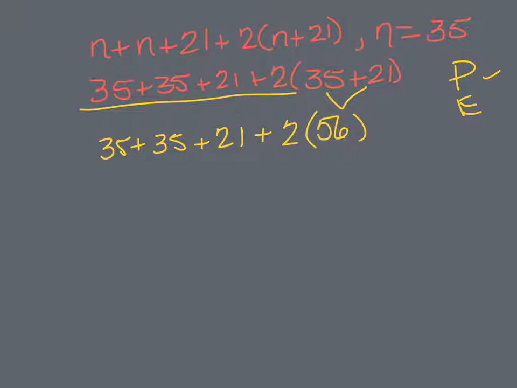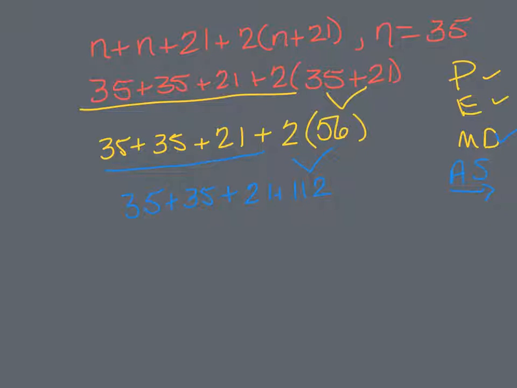Exponents, there's none of those, so parentheses and exponents are done. Multiplication and division in order from left to right. So that means I have to do this multiplication. 2 times 56 is 112. Bring down the rest of my problem. And then I do addition and subtraction in order from left to right.